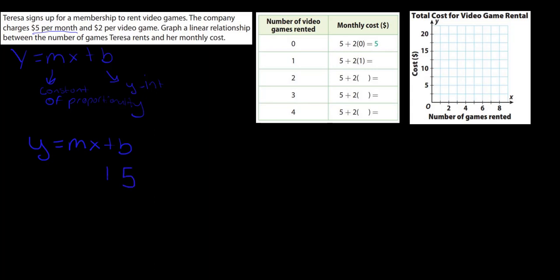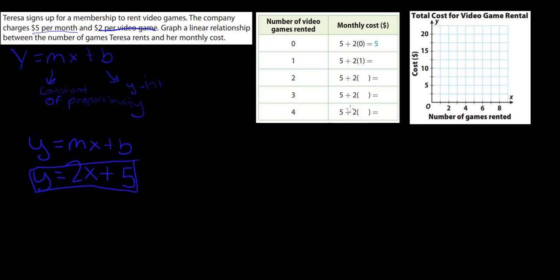So for my b, I'm going to go ahead and write 5 because I have to add 5 to that amount. Now, my mx, or my constant of proportionality, is going to be that $2 per video game, because I have to pay $2 per video game. The number of video games I rent is going to be this x value, and I have to pay $2 for every x value. So we're going to go ahead and finish the equation. y equals 2x plus 5.